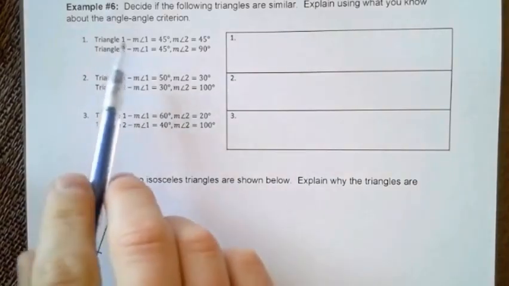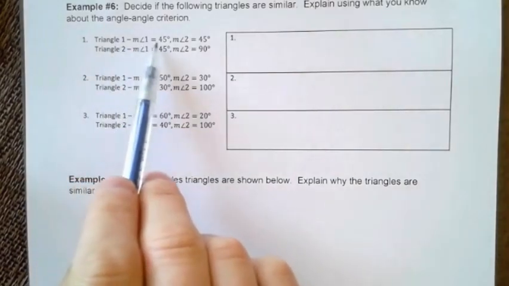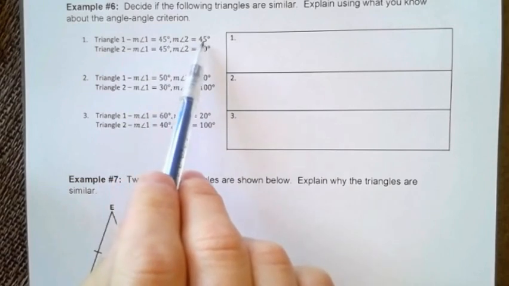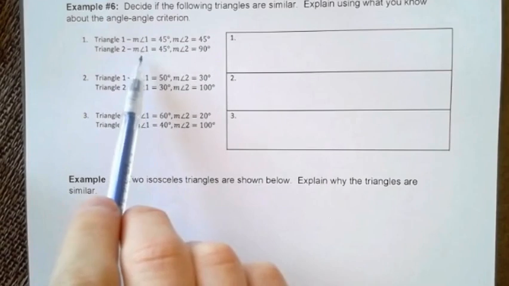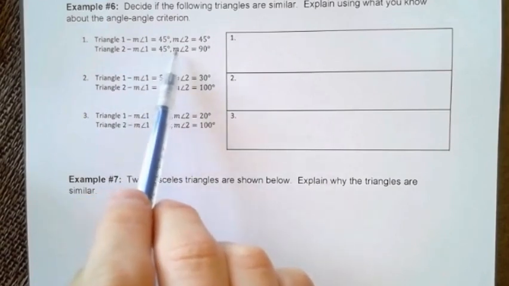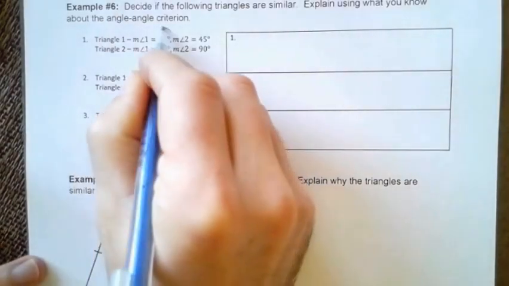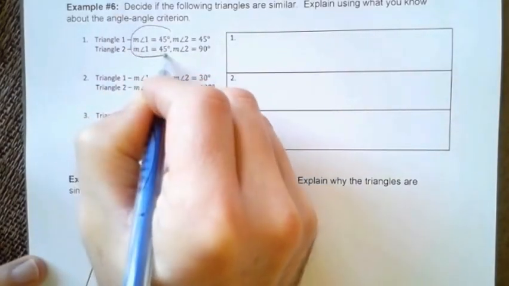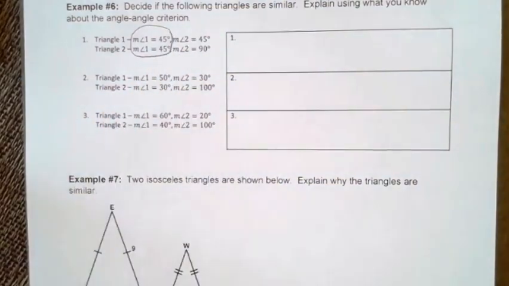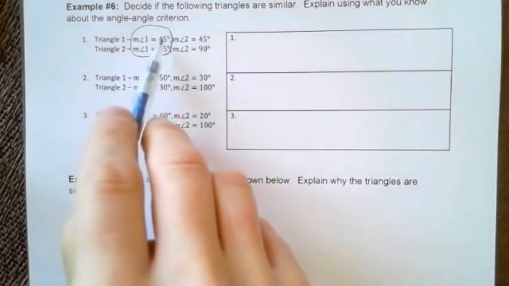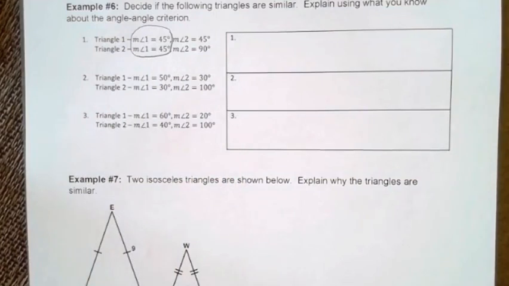So here in our first example, triangle one, the measure of angle one is 45 degrees. The measure of angle two is also 45 degrees. In triangle two, the measure of angle one is 45 degrees. The measure of angle two is 90 degrees. Right now, we can see that we have one congruent pair of angles so far. In angle one of each triangle, they measure 45 degrees. So we've got one pair of congruent angles in both triangles, but we need to have two pair of congruent angles for them to be similar to each other.